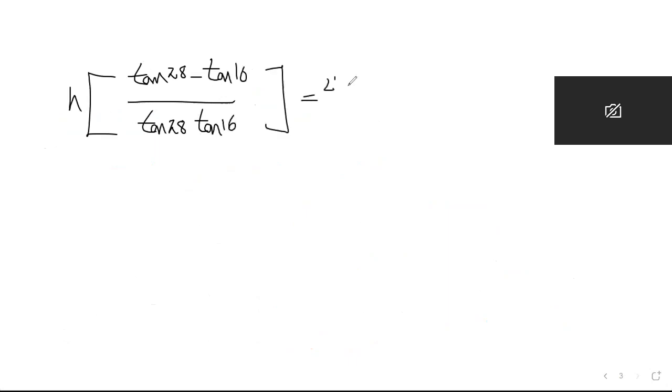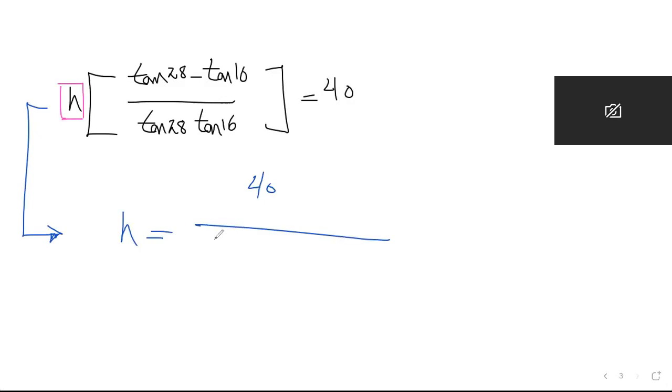Equals 40. And now look at this. Everything here is known except for the value of the h. And in order to find the value of the h, I divide both sides by the coefficient of the h. Then what do I get? I get h equals 40 over this, which is, let me write it with a different color, tangent 28.